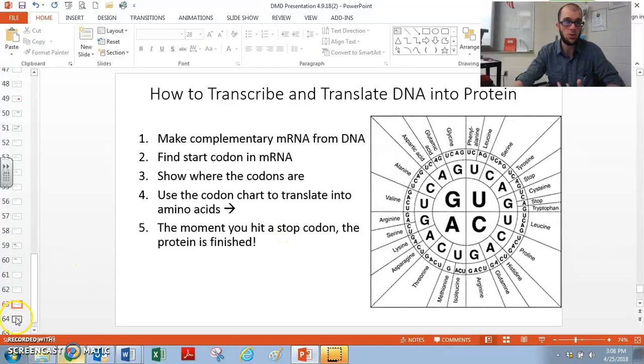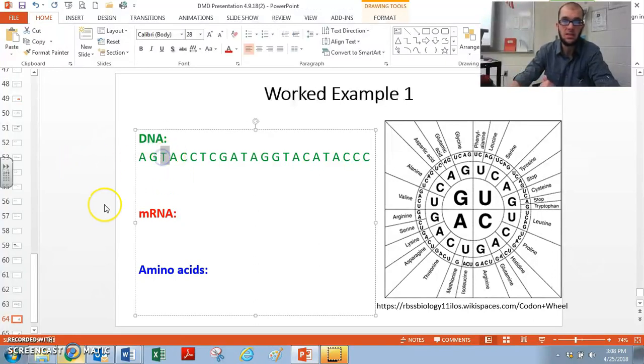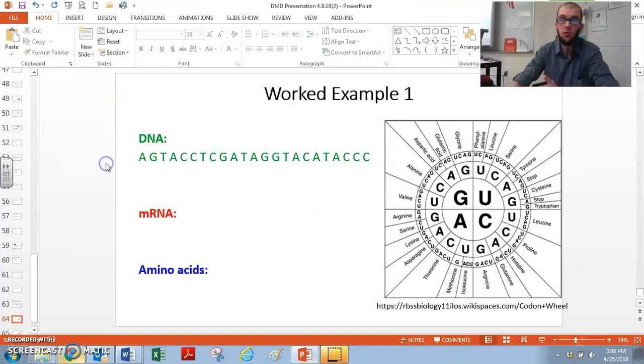Let me show you how to work through these kinds of problems. Here's an example. We'll do one worked example. Let's say you're handed this stretch of DNA, and it's got A, G, T, C, all these letters. One of the ways that we know that this is DNA is because it has T's in it. T stands for thymine, and T is one of the bases in DNA. There's 4: A, G, T, and C. If you find T, that means you're in DNA country.